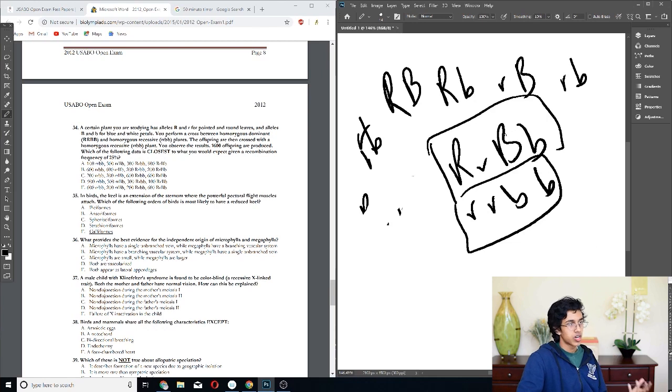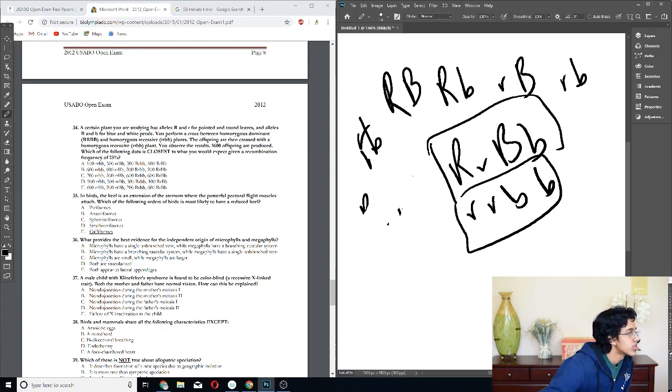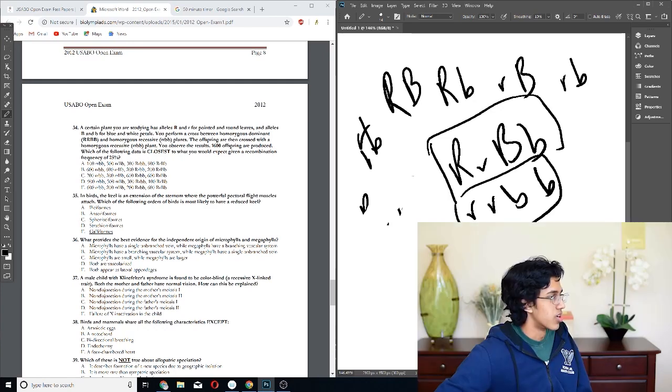And if you have a recombination rate of 25%, that means that 25% of the offspring will have different phenotypes from the parents. So are all of these the same? Yeah, okay, so basically you want these two, which are different, to be 25%. So in this case, it should add to 400. So this one works, so E works, and only E works, so I guess we're going with E.